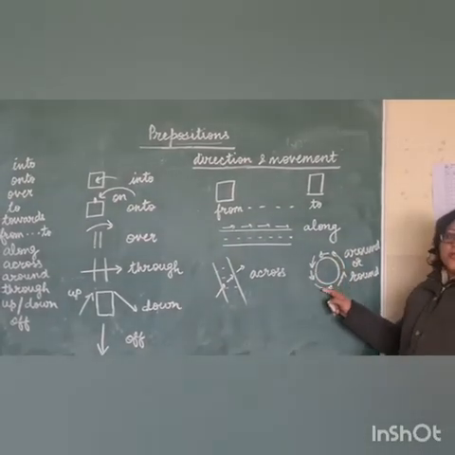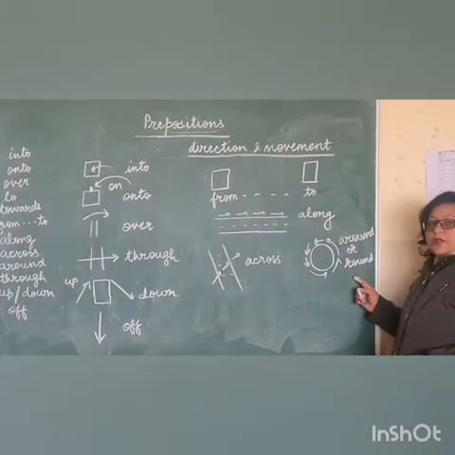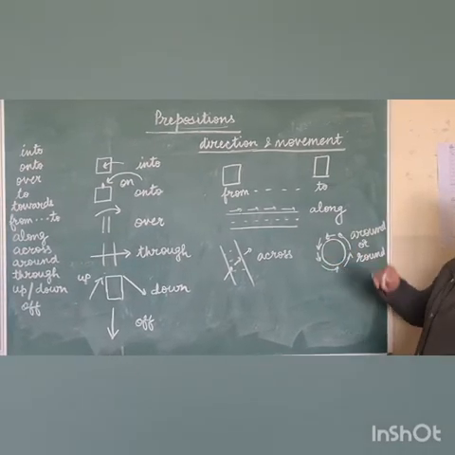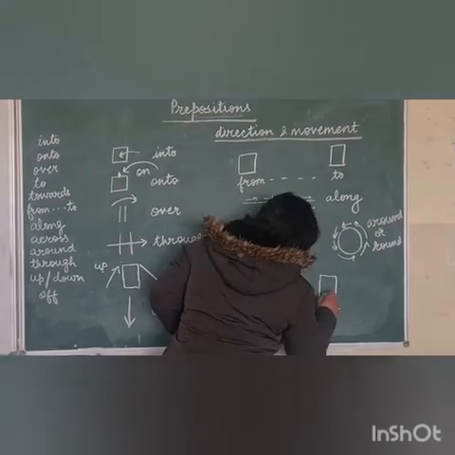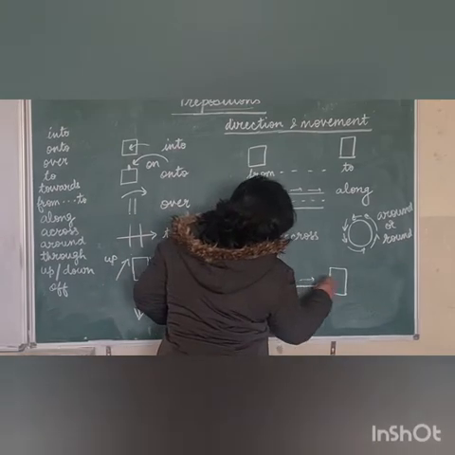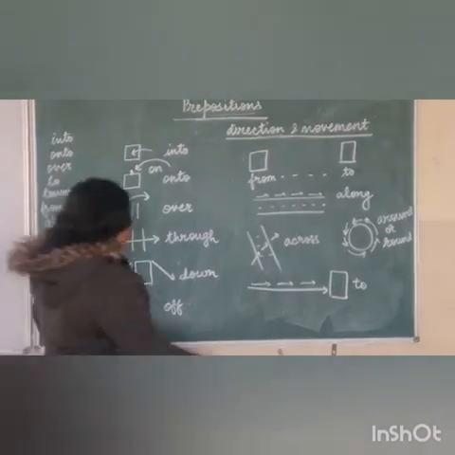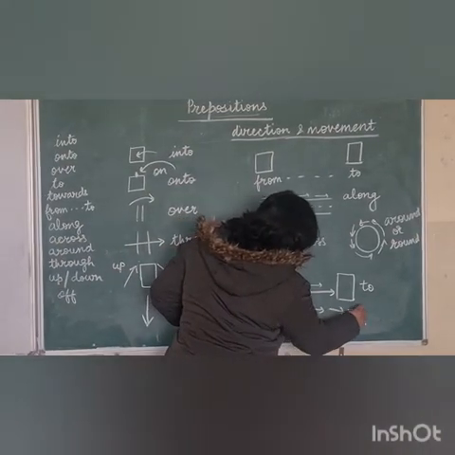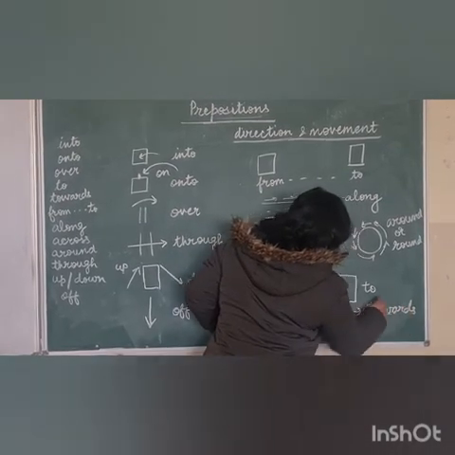Moving round in a circular motion, then we can say around or round. The earth moves around the sun. If there is a school and a child is going there, then we can say the child is going to the school. If we are going from that side, then we say towards. We are going towards the school.